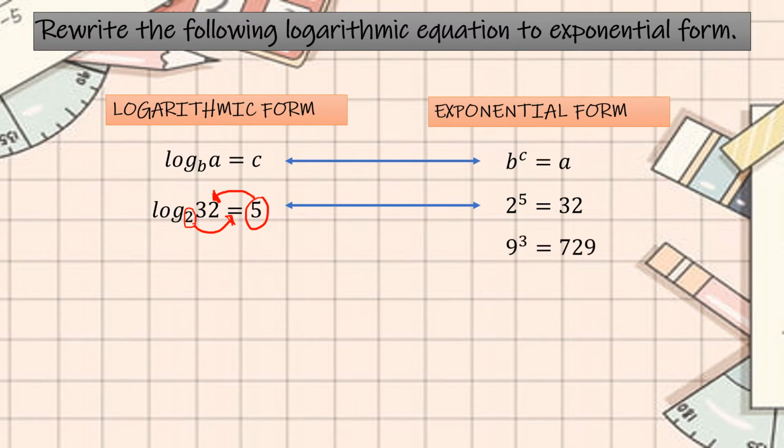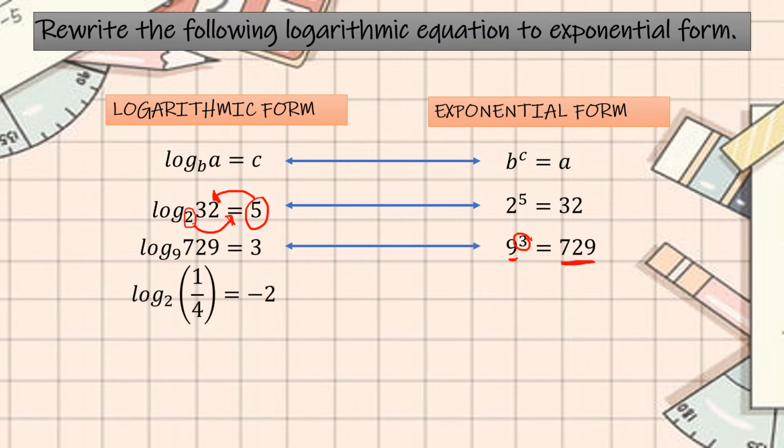Okay, next. 9 raised to 3 equals 729. So, logarithm of 729 with the base of 9. So, si 9 yung ating base equals 3. Okay, next. Logarithm of 1/4 with a base of 2 equals negative 2. So, ang ating base dito ay si 2, then yung exponent ay si negative 2. So, 2 raised to negative 2 equals 1/4.